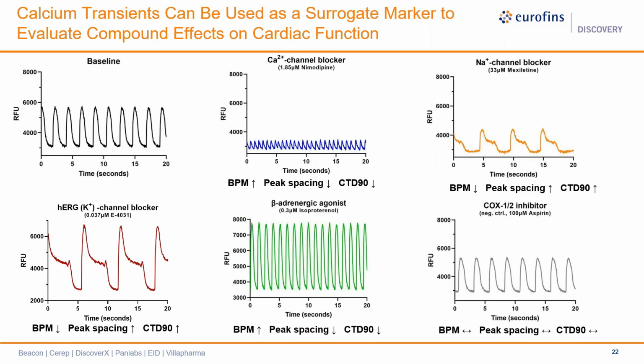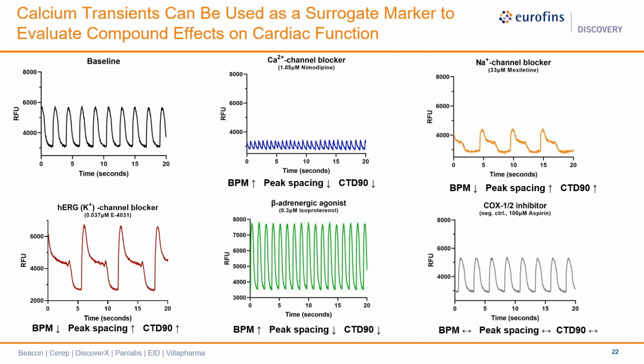As a proof of concept, we wanted to see how the intracellular calcium oscillation is affected by compounds that block different ion channels, but also that are known to affect cardiac functions via different mechanisms than ion channels. In black, you can see the baseline calcium oscillation in the cardiomyocytes without any compound addition. And in the different colors, you can see how the oscillation looks after compound addition. As expected, when we are treating the cells with a calcium channel blocker, in this case nimodipine, we see a very big change in the calcium oscillation waveform.